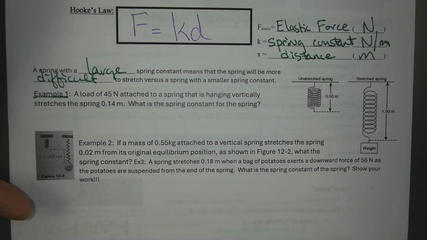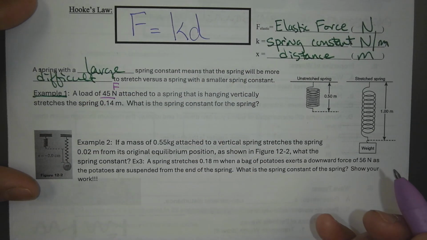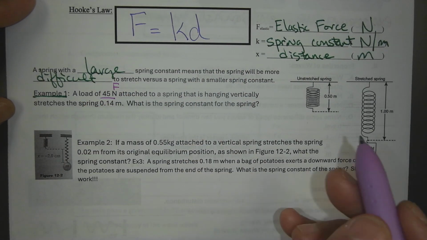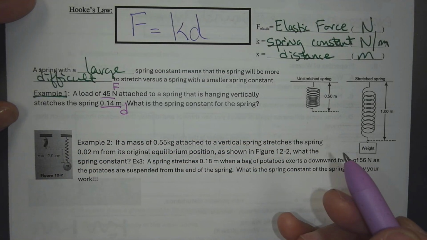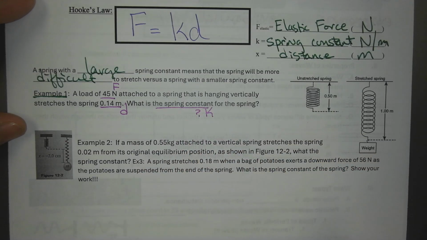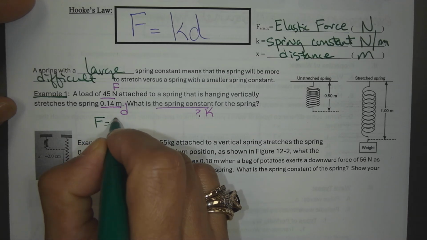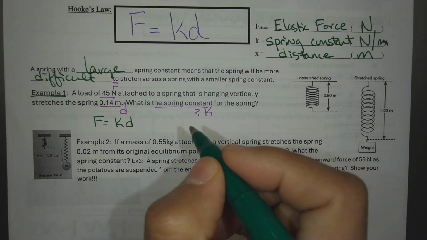It says, hey, you've got a load with a force of 45 newtons that's hanging on a spring. The spring is stretched a distance of 0.14. My question is, what is the spring constant value? Or F equals K times D. Again, that's elastic force equals the spring constant times the distance.